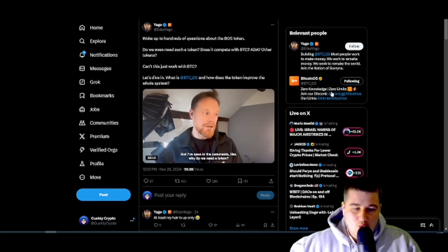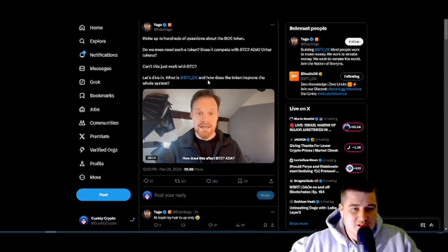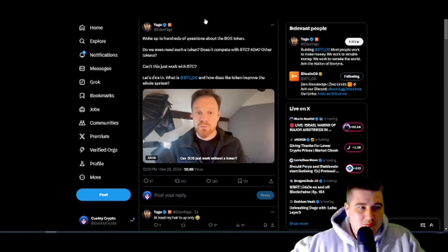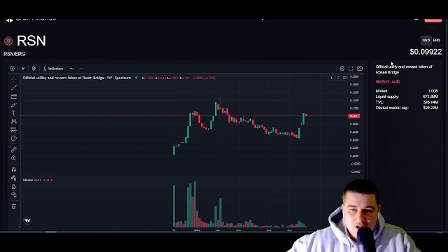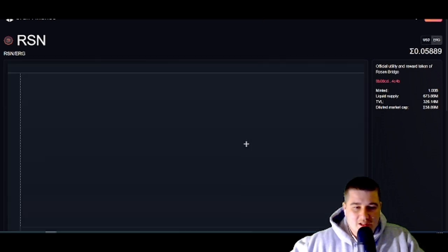The other thing is, why would you use this bridge? ADA guys, you need to be looking at Rosen Bridge. If you want Bitcoin over on ADA, just use the Rosen Bridge. And speaking of Rosen Bridge, look at the chart. This is in USD value. It's looking really good. It's broken past resistance. I wish I could put the Ribbon Flow Pro indicator on it.